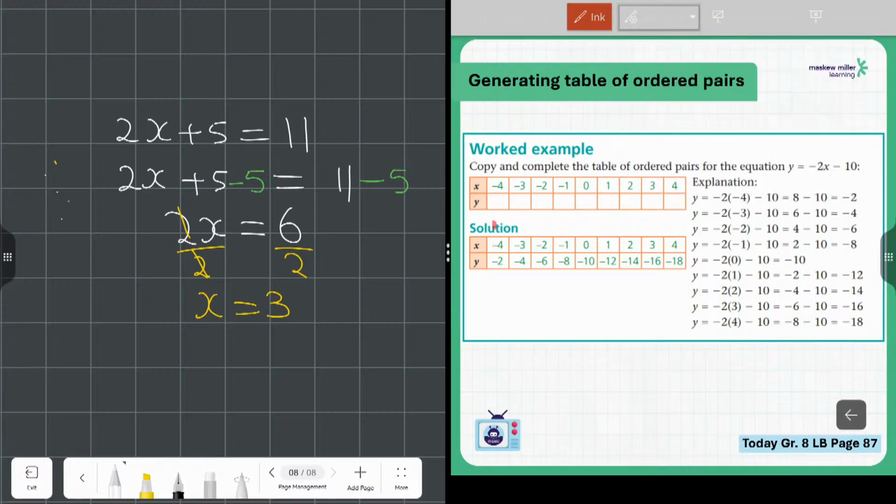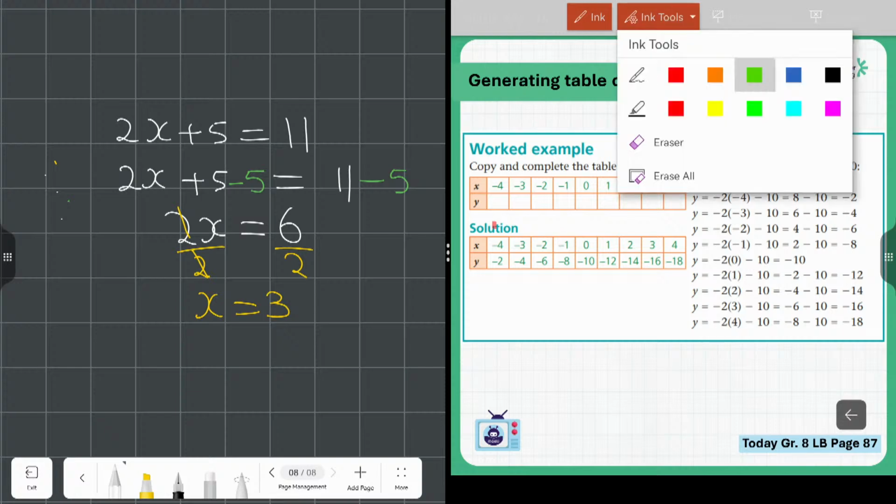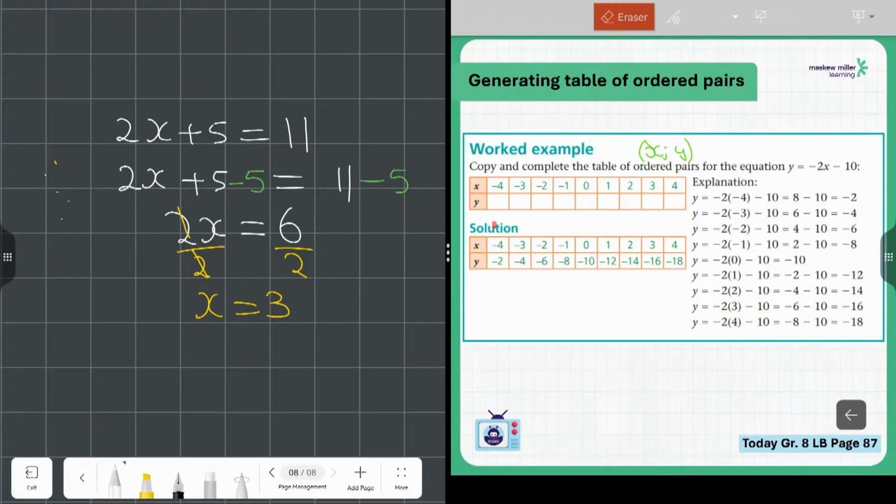So with that, let's do it together and let's see. They said in that example, copy and complete the table of ordered pairs of the equation. Ordered pair of the equation simply means that we are dealing with x and y. So that is our ordered pair of the equation. You can't just deal with one and leave the other, right? So you need to know that. It's also very, very important.